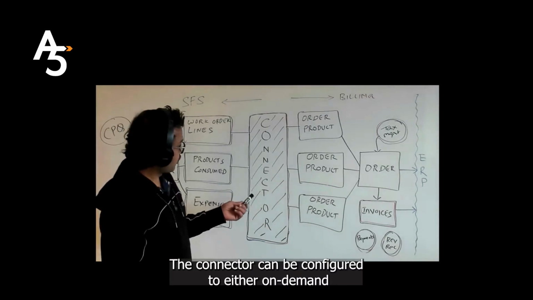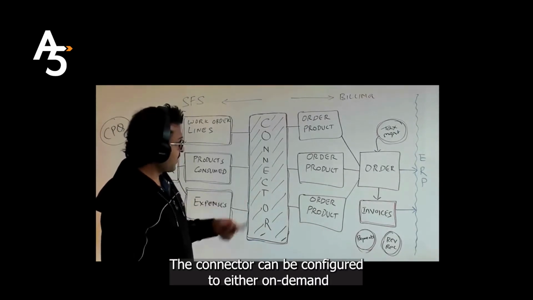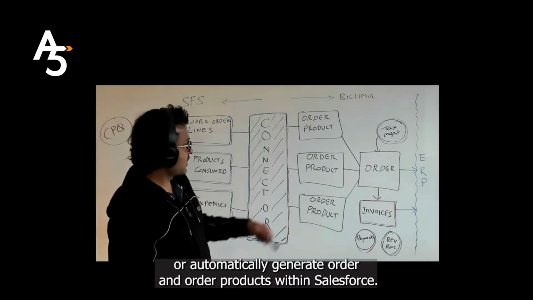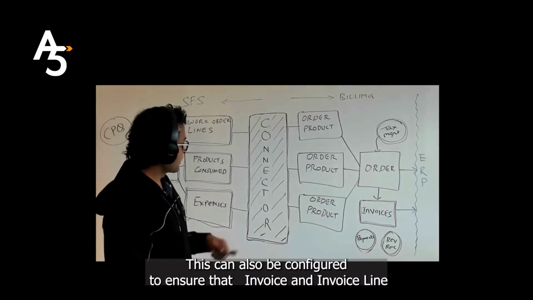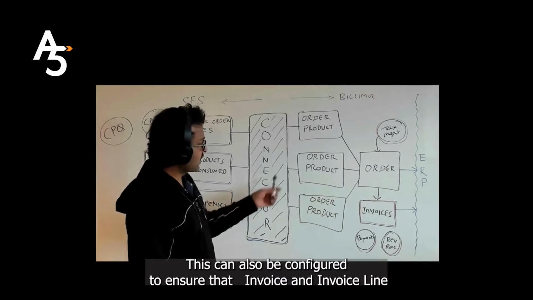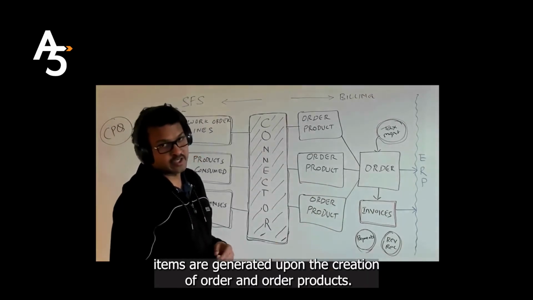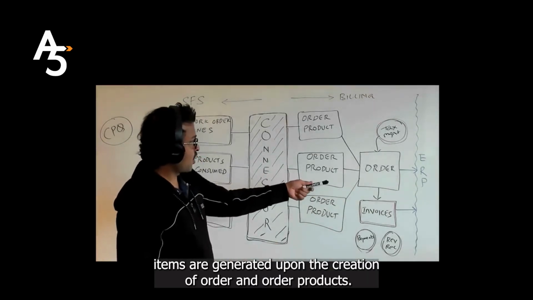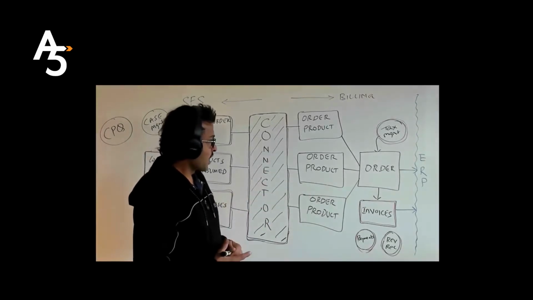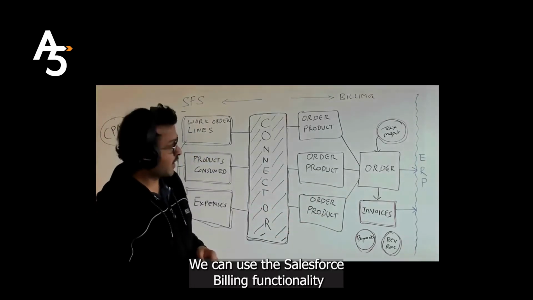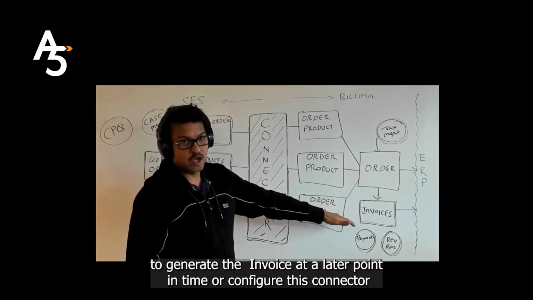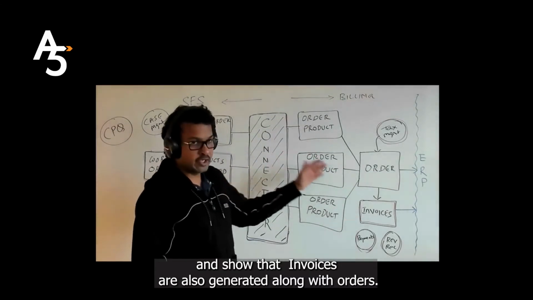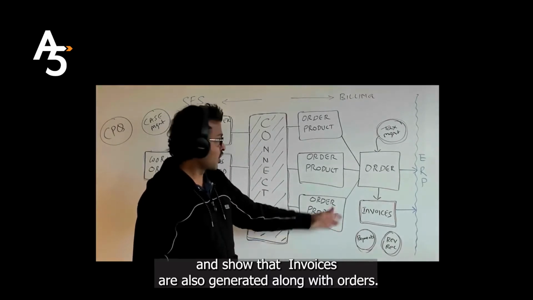The connector can be configured to generate orders and order products within Salesforce, either on demand or automatically. This can also be configured to ensure that invoices and invoice line items are generated upon the creation of orders and order products. Again, we have a couple of options here. We can use the Salesforce Billing functionality to generate the invoice at a later point in time, or configure this connector to ensure that invoices are also generated along with orders.